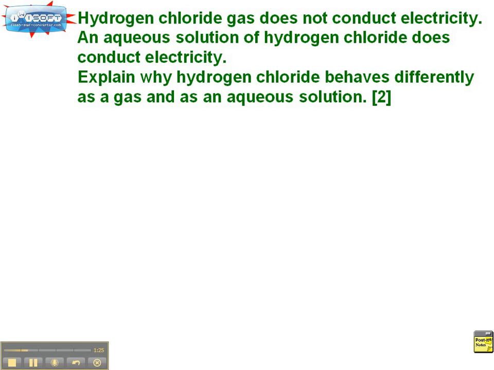Hydrogen chloride gas does not conduct electricity. An aqueous solution of hydrogen chloride does conduct electricity. Explain why hydrogen chloride behaves differently as a gas and as an aqueous solution. So for this question, obviously you have to explain what happened to hydrogen chloride when it is in the form of gas and also as an aqueous solution.